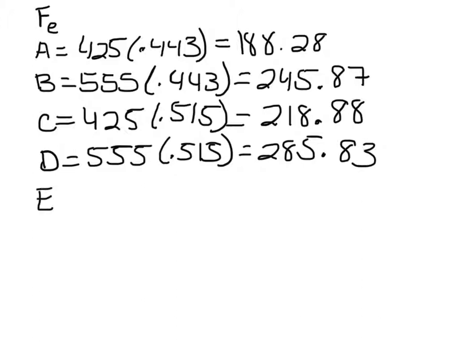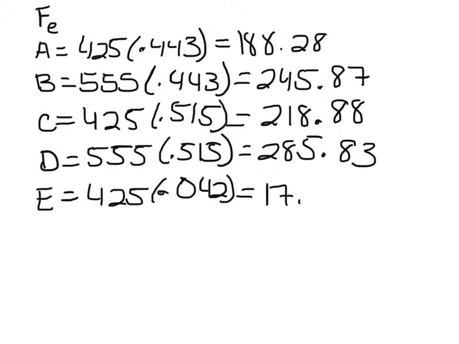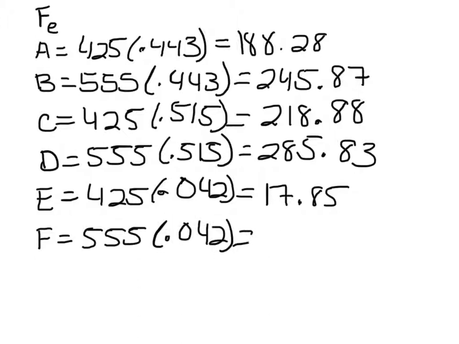Then cell E is going to be 425 times 0.042, which is 17.85. And then cell F is going to be 555 times 0.042, which is 23.31. Okay, so now we have our f of E's for each cell. And so now we can continue on and we can calculate our chi-square.